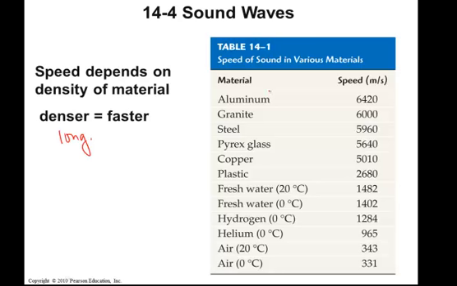So when we look at things like aluminum and granite that are very dense, their speeds are high. Things like air down here, those are fairly low. And we can see there's a difference in temperature. It's traveling faster at higher temperatures, and that's because more temperature means faster particles, so the particles move faster, therefore the energy is going to travel faster. So temperature does make a difference in there as well.